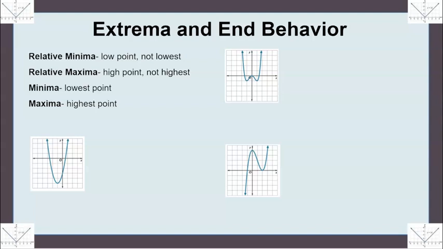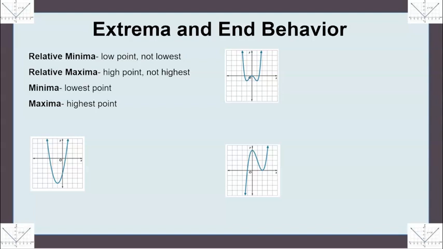Now the minima or the minimum is the lowest point, so it never goes below that point. And maxima is going to be the highest point. There's no point anywhere on the graph that's going to go higher than that. So just know, if you have the relative minima or maxima, it means you have a low point or a high point. It's just not the highest or the lowest.